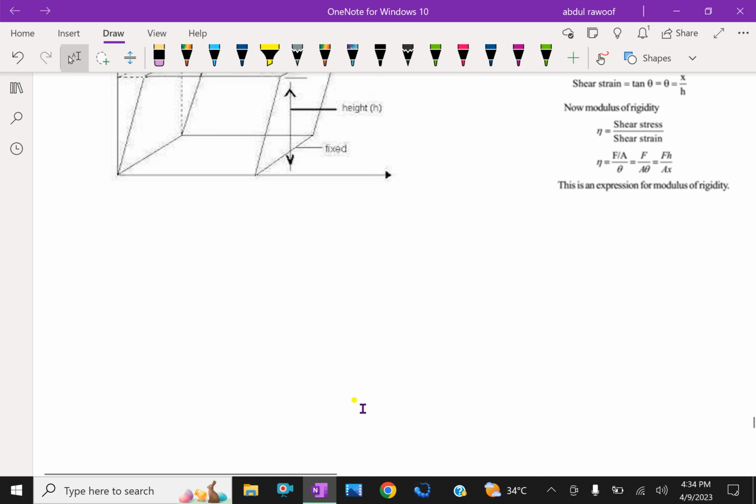Now, the modulus of elasticity related to change in shape of an object is called rigidity modulus. It is the property of solids only, as they alone possess a definite shape. Here, this is the formula we have for the modulus of rigidity. Note this formula: Fh by Ax.